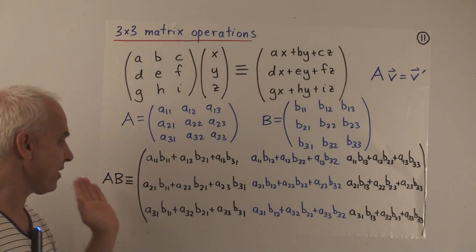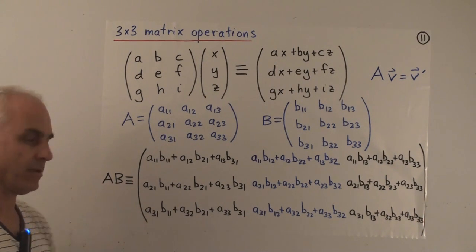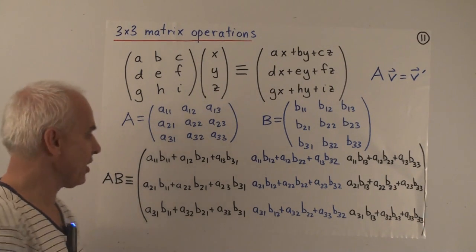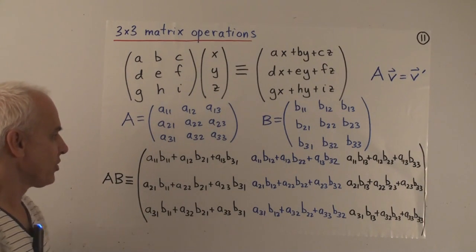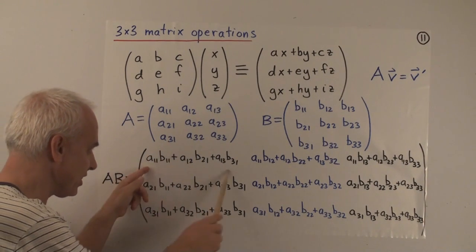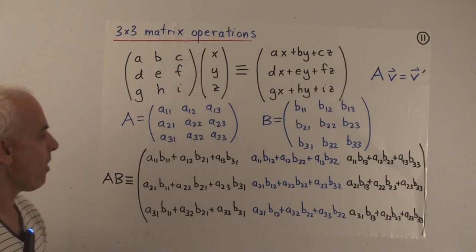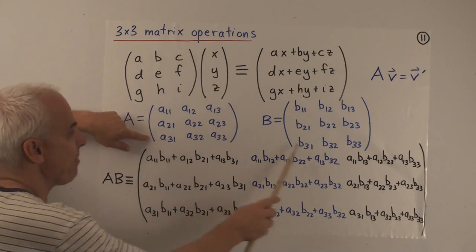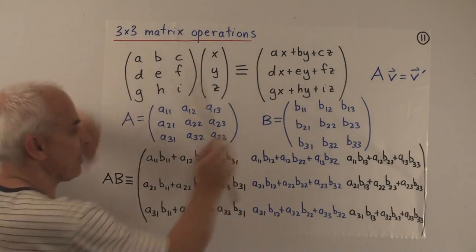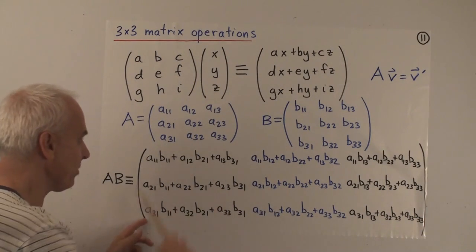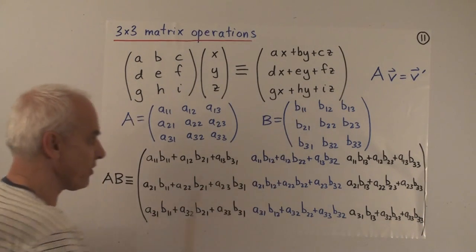Here is how we define the product of A times B. I want you to think about it in terms of columns. To obtain the first column, we multiply the matrix A by this first column in exactly this way. So this first column is just the matrix A times this first column.